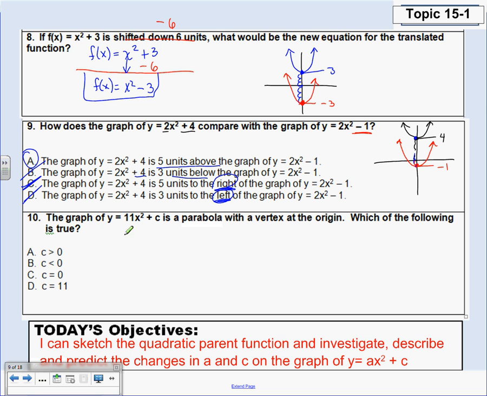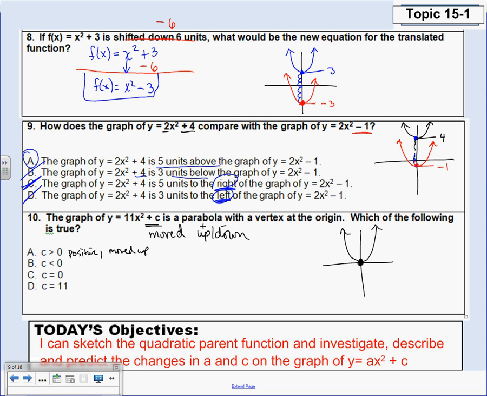Number 10, the graph of y equals 11x squared plus c is a parabola with the vertex at the origin. So if I look at it, parabola with the vertex at the origin, which of the following must be true for the c? So the plus c tells us how the graph is moved, and it'll move up or down depending on if c is positive or negative. So A says C is greater than 0. That means C must be positive, which means it should be moved up from the origin.